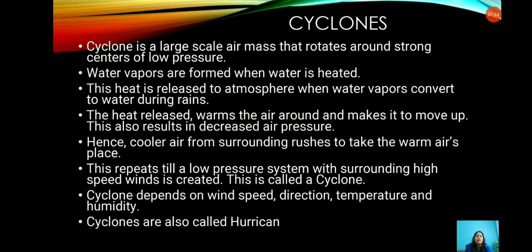Now water vapors are formed when water is heated. This heat is released to atmosphere when water vapors convert to water during rains. The heat released warms the air around and makes it move up. This also results in decreased air pressure. So cooler air from surroundings rushes to take the warm air's place. This repeats till a low pressure system with surrounding high speed wind is created. This is called a cyclone. So cyclone depends on wind speed, direction, temperature and humidity. Cyclones are also called hurricanes. So I hope you have understood this.